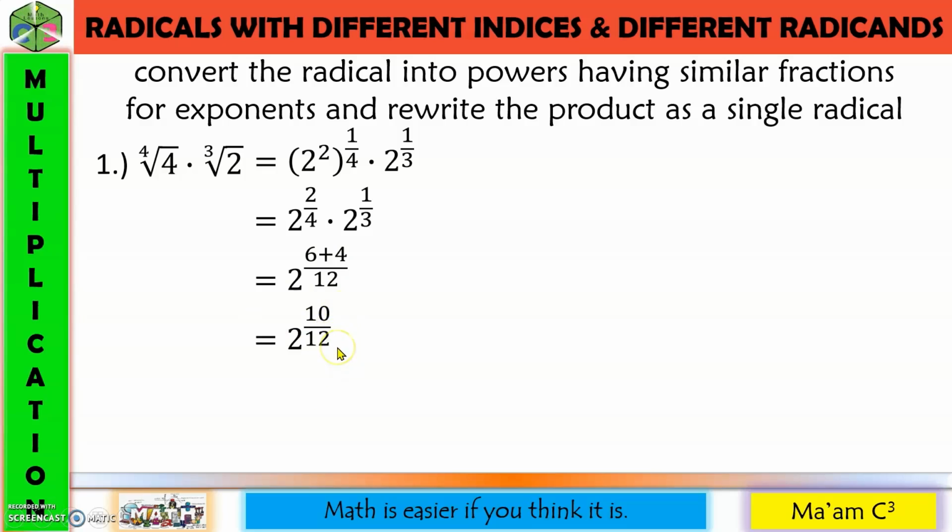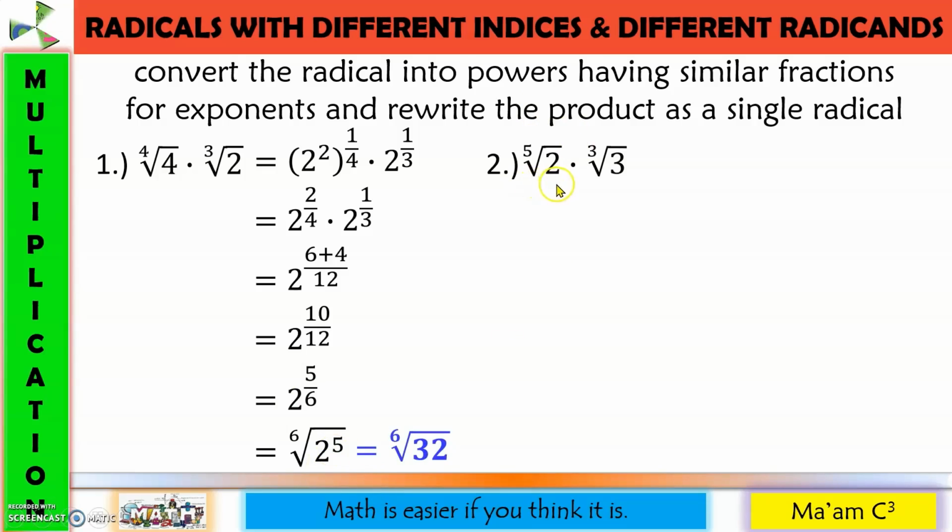Both are divisible by 2. 10 divided by 2 is 5. 12 divided by 2 is 6. So this is 2 raised to 5 over 6. Then I'll convert this into radical form. 6 will become the index. So this is the 6th root of 2 to the 5th power. And 2 to the 5th power is 32. So the final answer is the 6th root of 32.